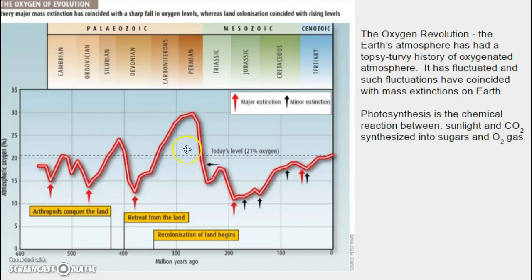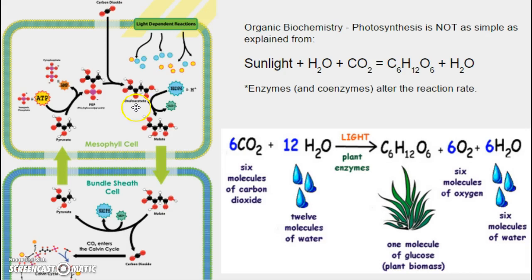But notice it's been kind of, I use the word topsy-turvy, and I like that word, that even more recently it has kind of stabilized. But historically speaking, in the last 500 million plus or minus years, it's definitely fluctuated above and below the modern day 21%. So let's look at what photosynthesis actually is.